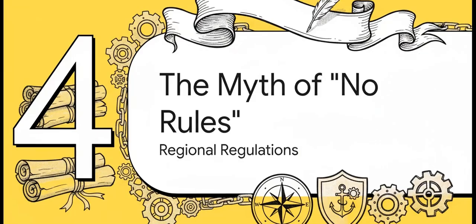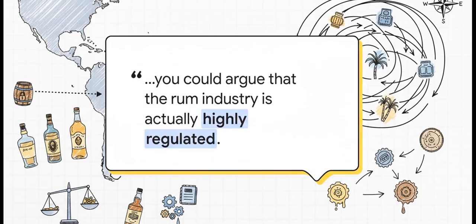All right, let's move on to one of the biggest misconceptions about rum, that it's this kind of lawless, Wild West spirit category with no rules. That honestly couldn't be further from the truth. The reality is that rum doesn't have one single set of universal rules like you'd see with scotch or cognac. Instead, it has many, many sets of very specific and often very strict regional rules.